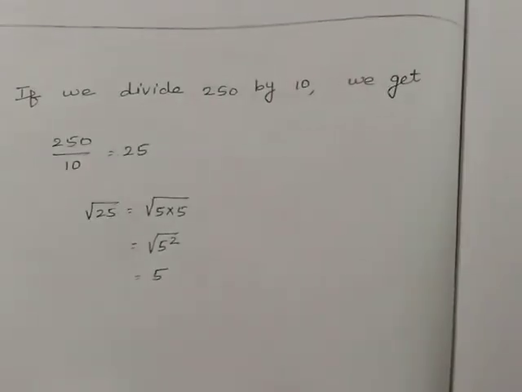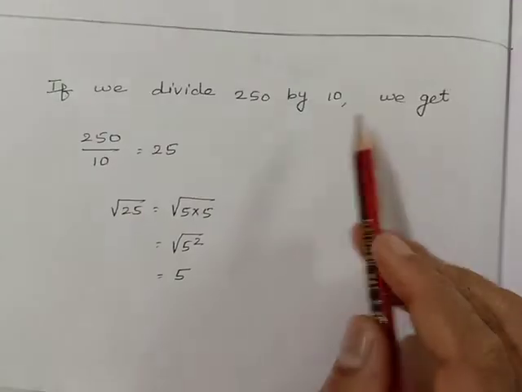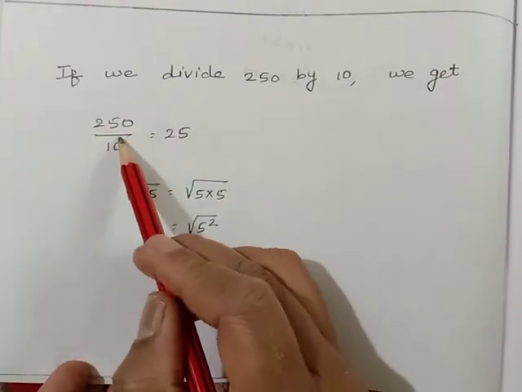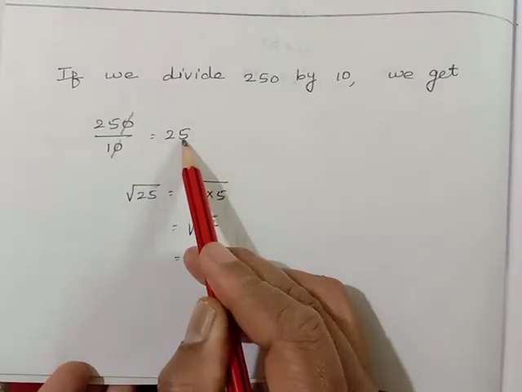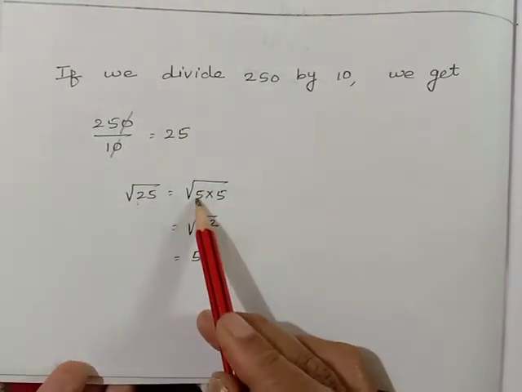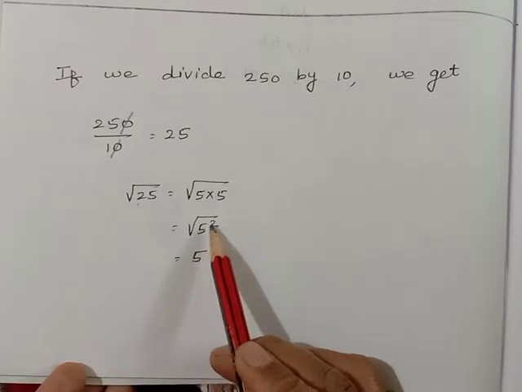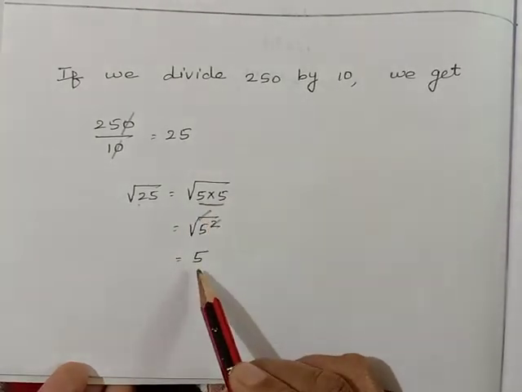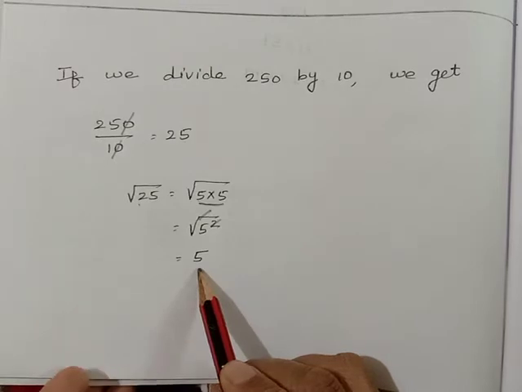When you divide, if we divide 250 by 10, we get 250 divided by 10, 0 and 0 get cancelled, 25. Root 25 can be written as 5 5s are, that is 5 square. Square and root get cancelled. Answer is 5.